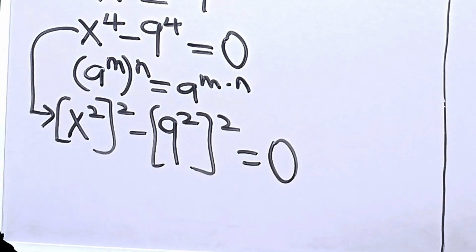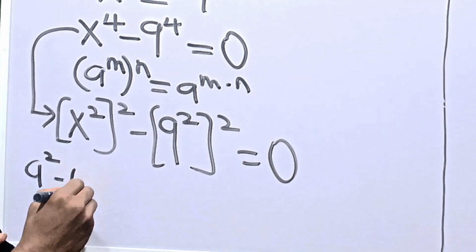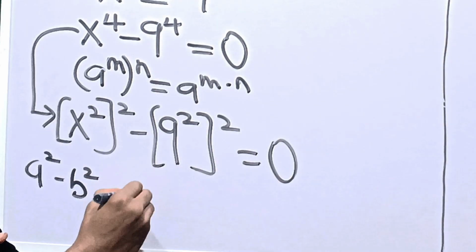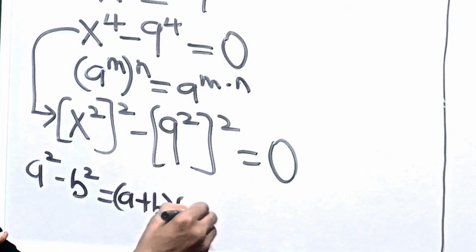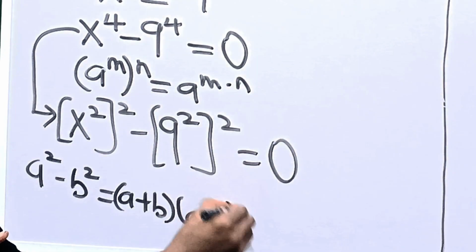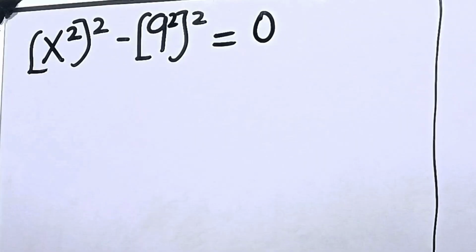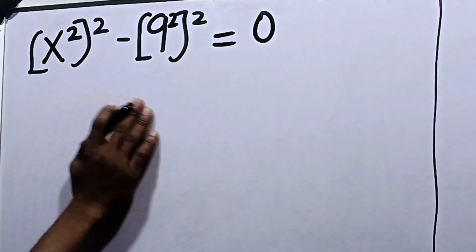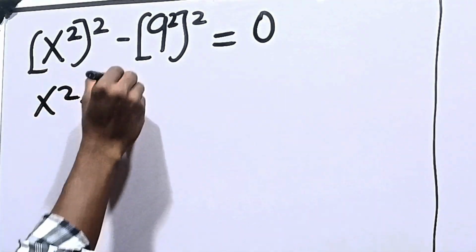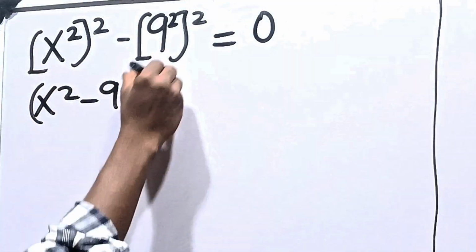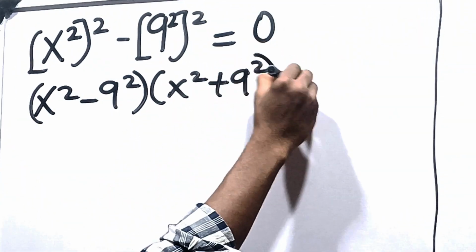Now recall the difference of two squares: when I have a squared minus b squared, it's equal to a plus b multiplied by a minus b. Applying this law here, we can now say that this is x squared minus 9 squared multiplied by x squared plus 9 squared to be equal to 0.